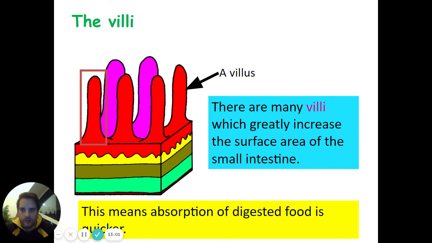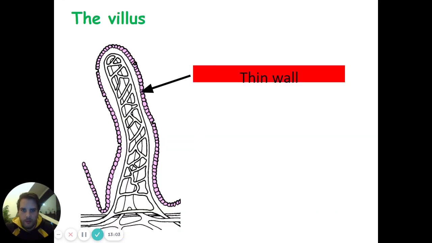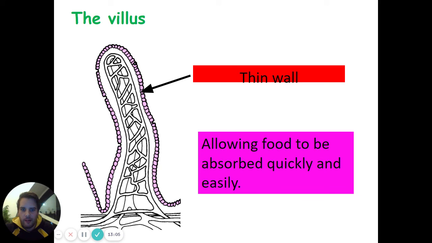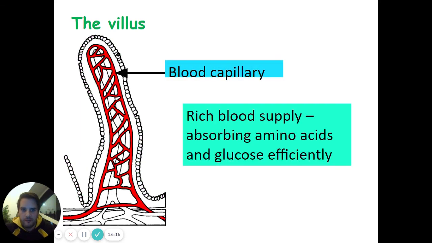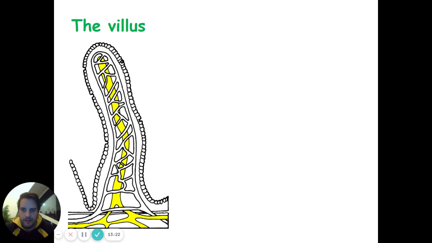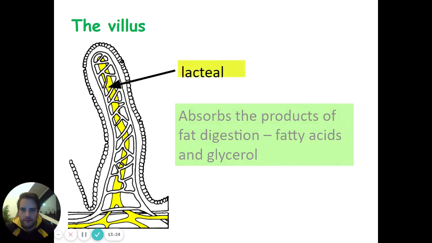Okay, so large surface area, quicker absorption. Again, it has a thin wall that allows food to be quickly absorbed. That food is glucose, amino acids, fatty acids, and glycerol. Again, it has a blood capillary and extensive or good blood supply to efficiently carry away the amino acids and the glucose. And the lacteal absorbs fatty acids and glycerol.